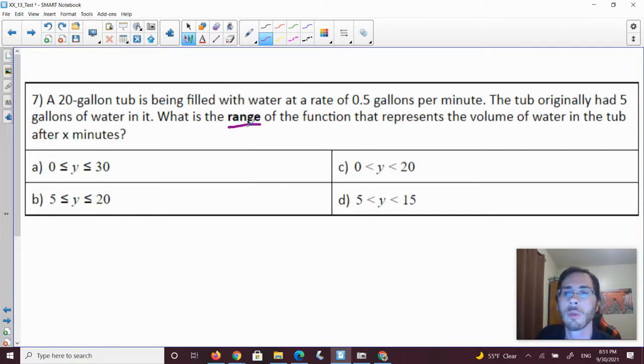So remember, range is like the y's. So range isn't going to be the number of minutes. Minutes would be the domain. Range is going to be the amount of water that's in this thing. So we have to find the amount of water.